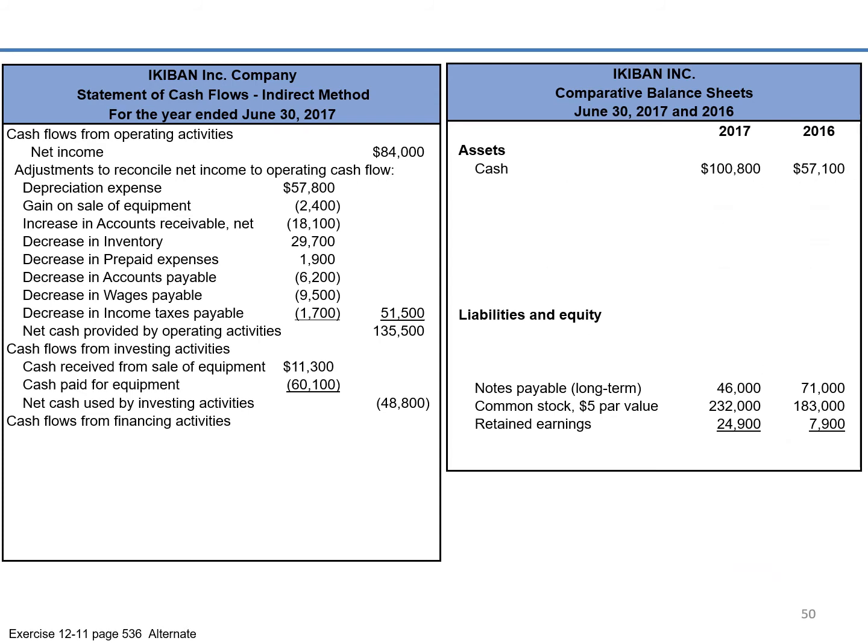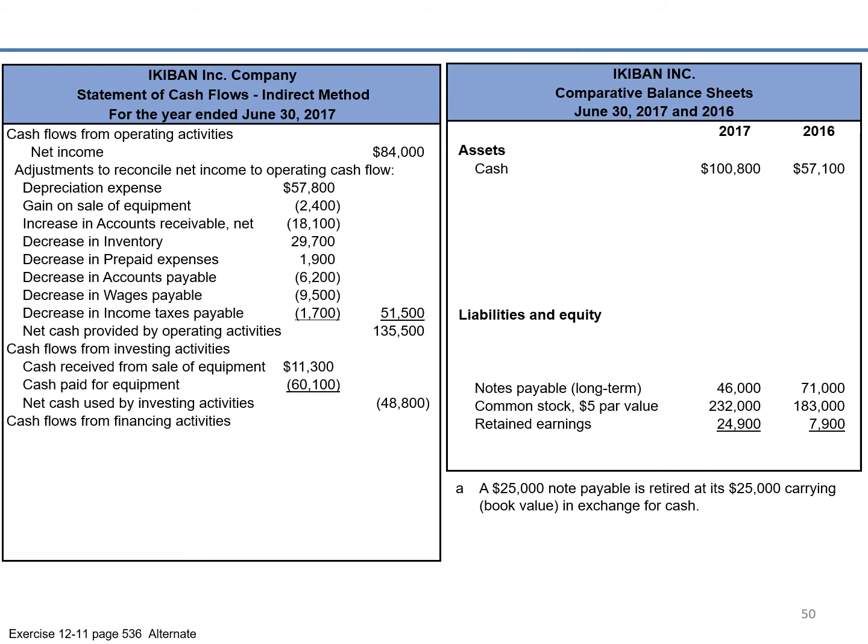Then now we've removed our accounts related to that section of our cash flow statement. So now we have to do our cash flows from financing activities. So we've got a $25,000 note payable that's retired at its $25,000 carrying cost.